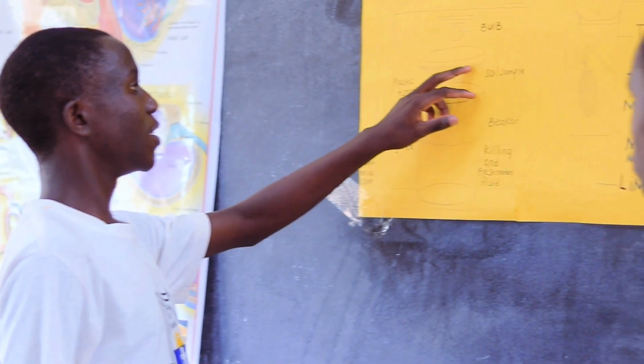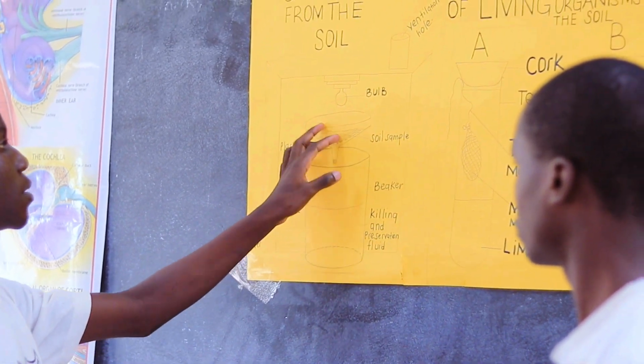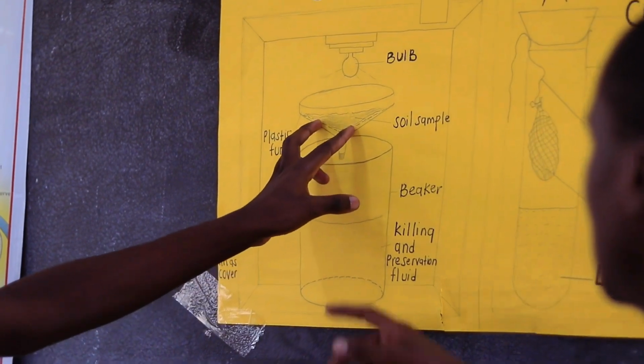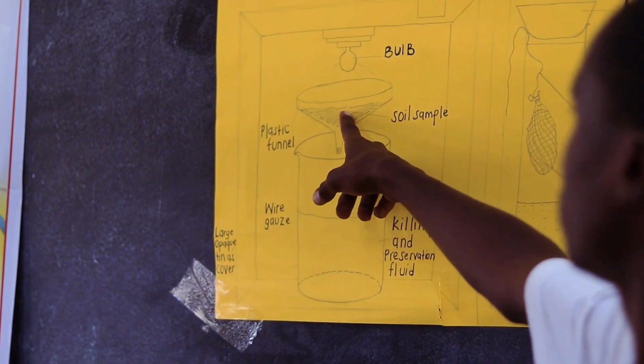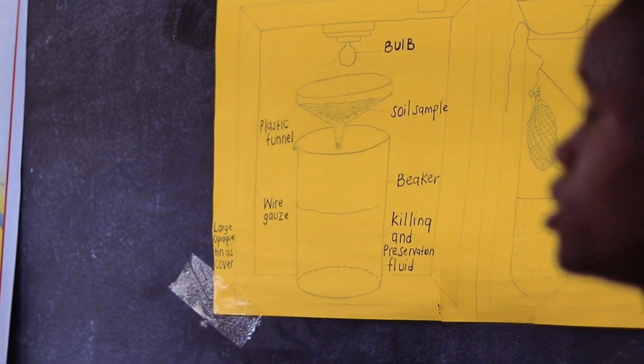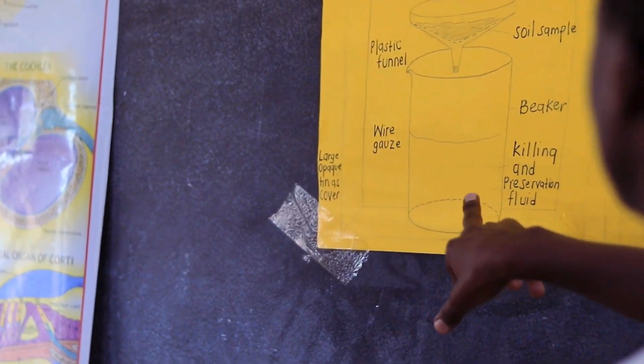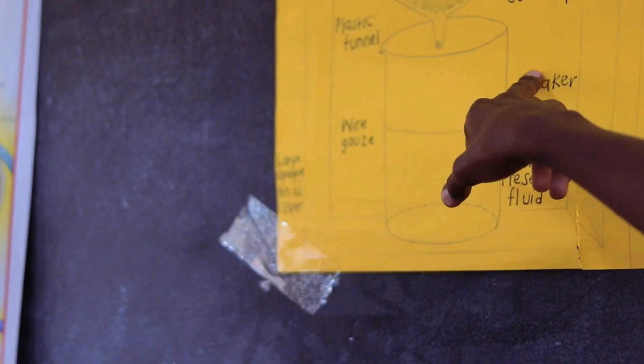First of all, measure a certain amount of topsoil. You place it in the funnel so that the bulb can heat it. Here, when you place the soil, the filter funnel, and here you place the bulb. This bulb must have dim light, not a lot of light. Then here we shall have the preservation inside the beaker.